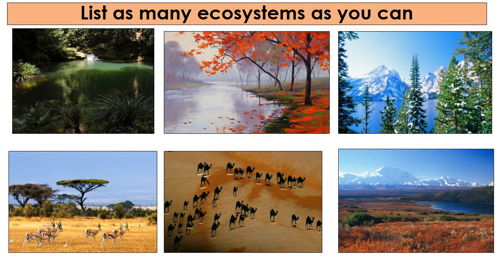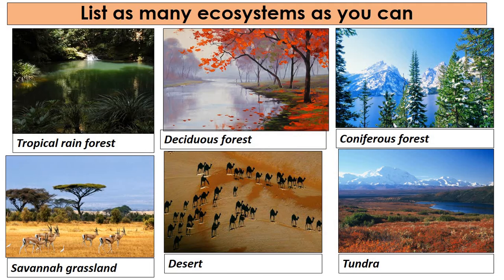So, ecosystems, thinking that more broadly, how many ecosystems can you name from these pictures? Pause the video, have a go. Here are a few: tropical rainforests, deciduous forests, coniferous forests, savanna, grassland, desert and tundra, all having specific conditions, okay, which is linking to what we'll be talking about later on. Biotic and abiotic factors, different conditions that are in that particular ecosystem.